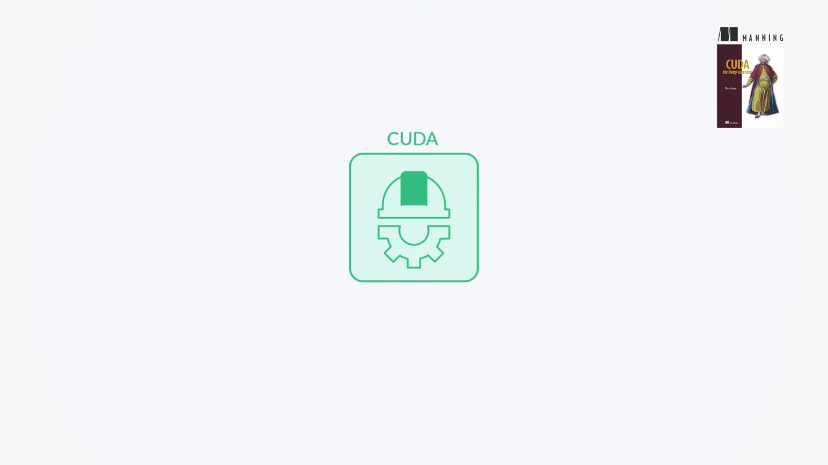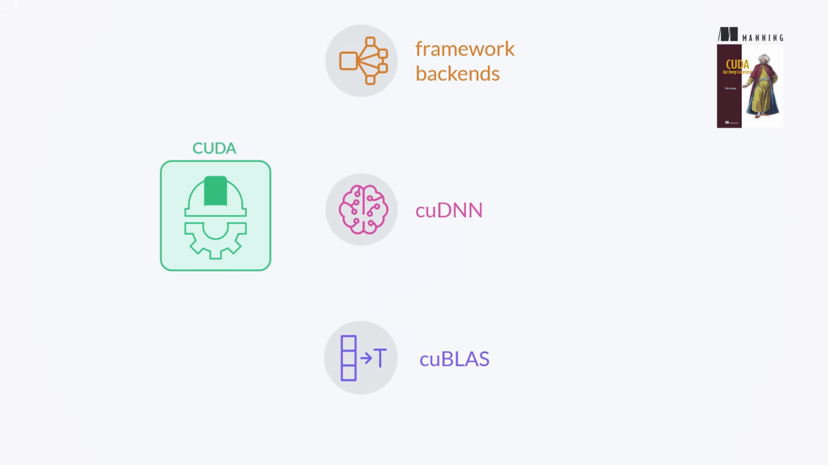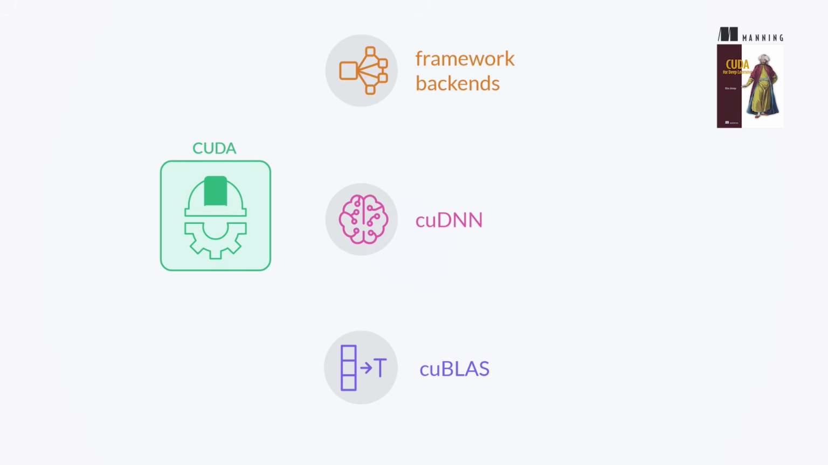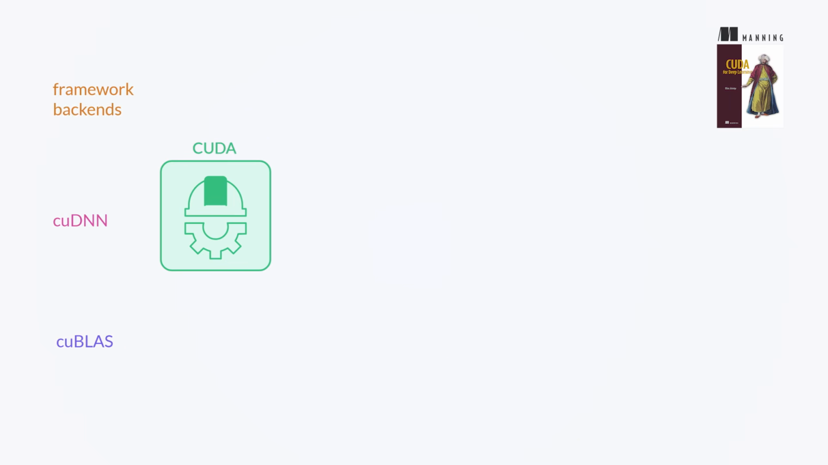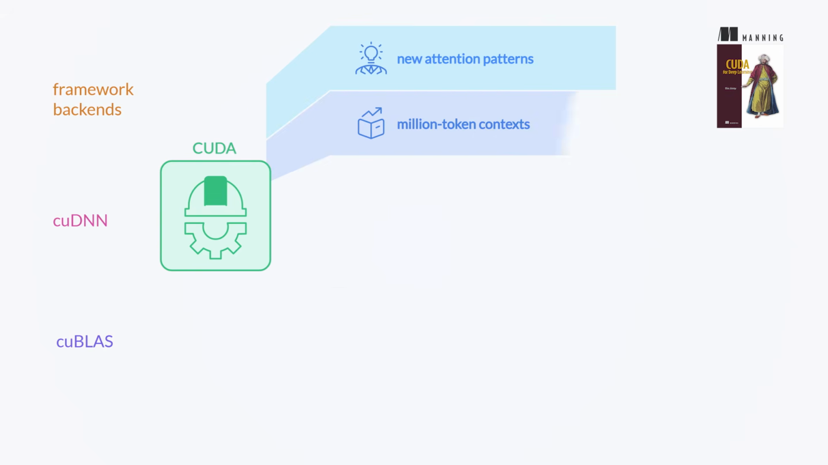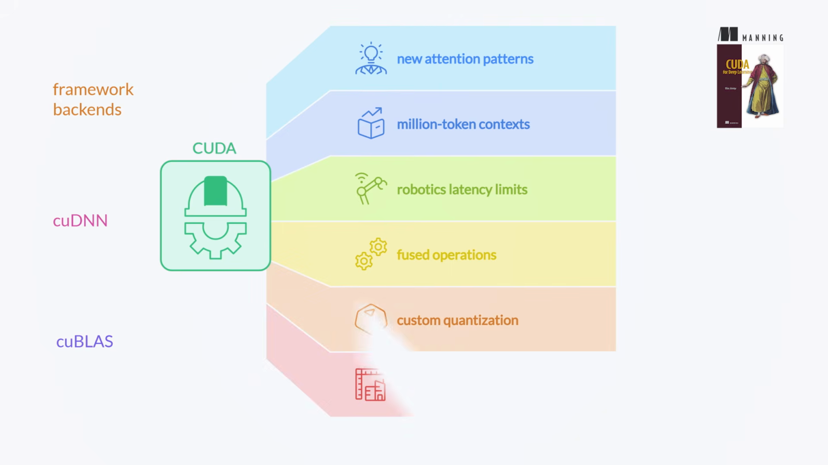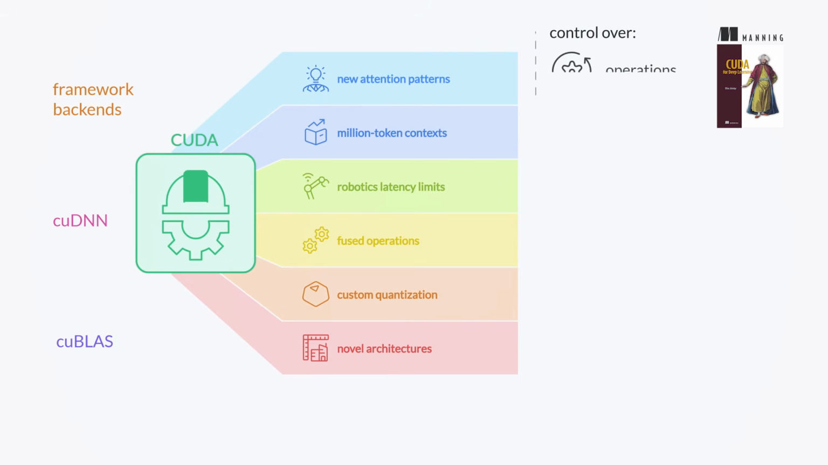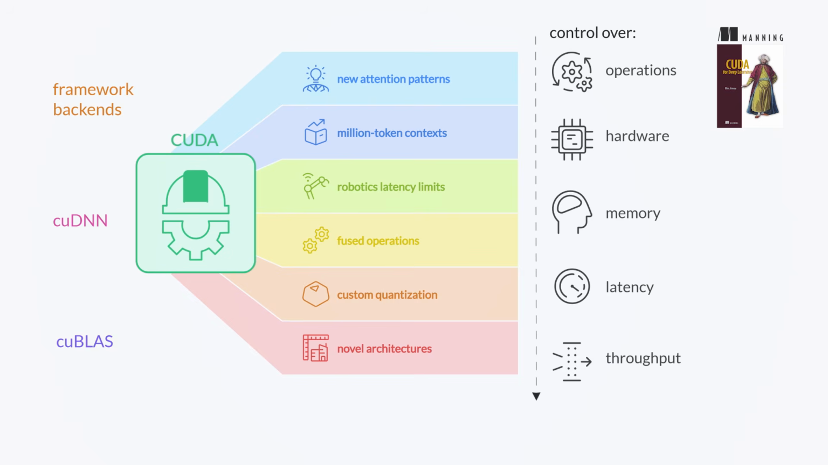Most of the time, custom CUDA is unnecessary. cuBLAS, cuDNN, and framework backends cover common cases well. It becomes valuable when the workload falls outside those paths. New attention patterns, million-token contexts, robotics latency limits, fused operations, custom quantization, or novel architectures. The common thread is control over operations, hardware, memory, latency, and throughput.